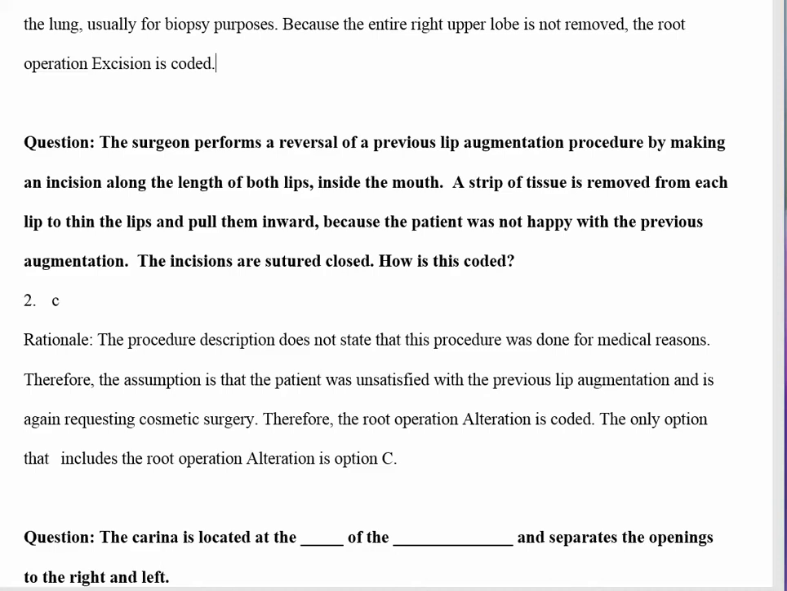We would code it out. We know the anatomical location, which is lip, happens to be both lips, plural. So we would code it out. We get to the 0C0 table. And we would end up with code 0C01XZZ and 0C00XZZ, which happens to be option C of the 4 you were given.